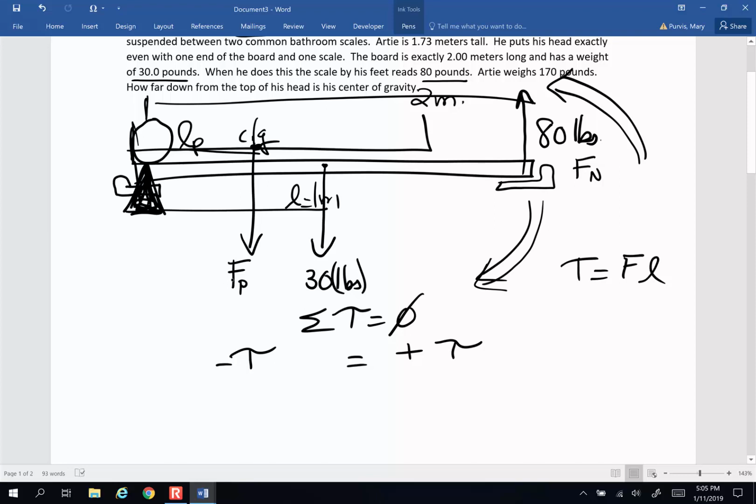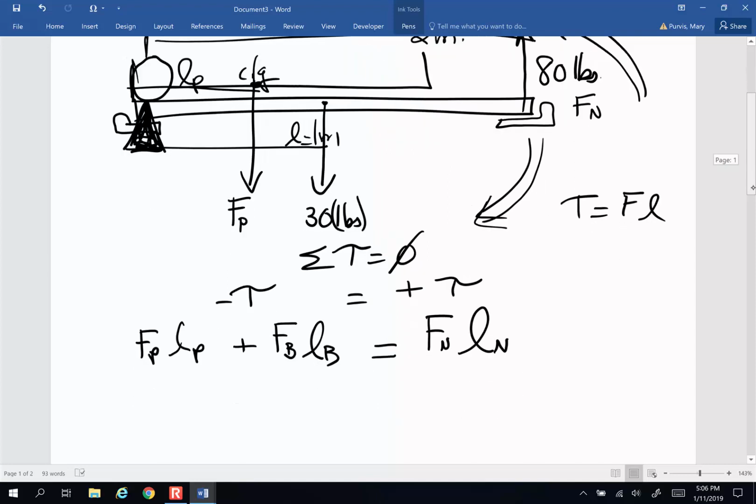I'm going to start with the force of the person, a downward negative torque, times the lever arm of the person, which I do not know. The other torque making the whole system rotate in this clockwise direction is going to be the weight of the board times the lever arm of the board. And that's going to be equal to the normal force of the scale pushing upward times the lever arm down to that normal force. Now let's put some numbers in.